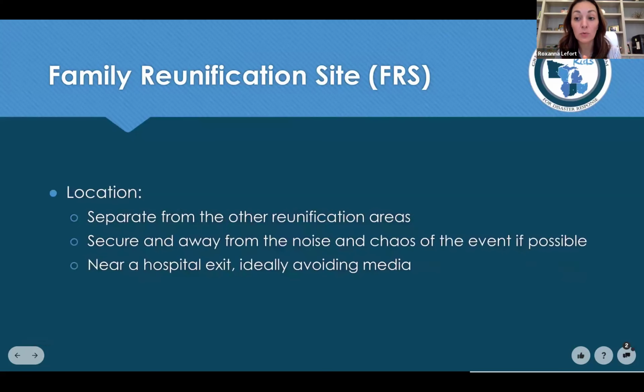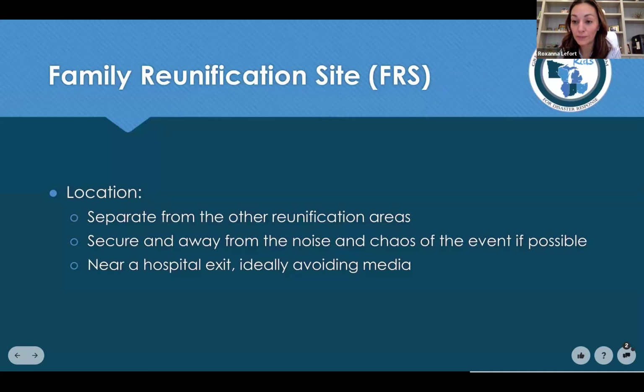So again, ideally, you'd want a location separate from the other reunification areas. You don't want that reunification to occur in front of families that are still waiting to find out what's happened to their child. That can increase the stress level for those families, and it can be a very emotional reunion. So ideally, you'd want that away from the other sites, secure, and away from the noise and chaos of the event.